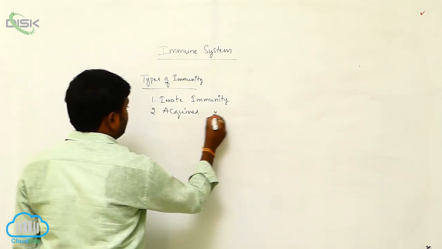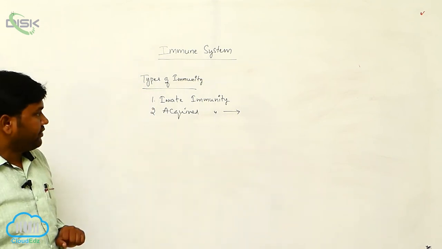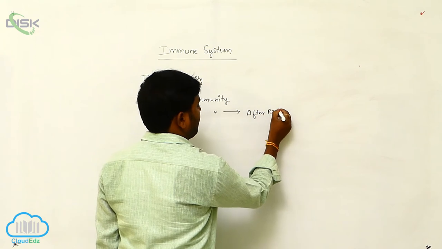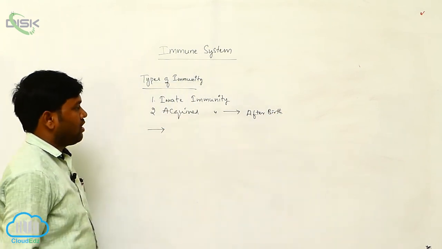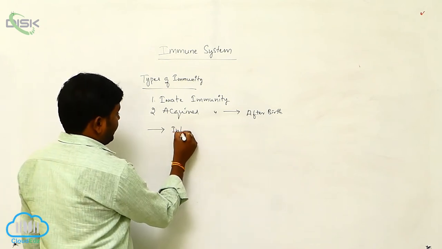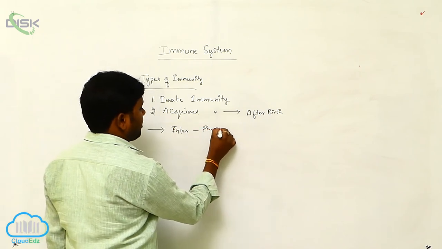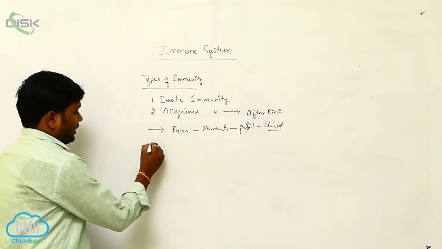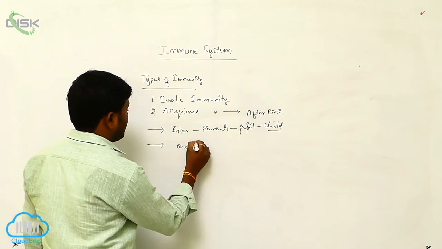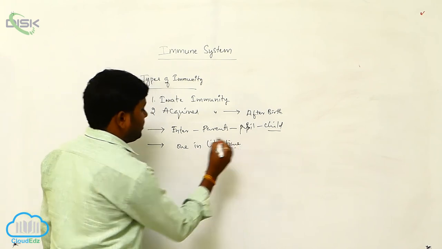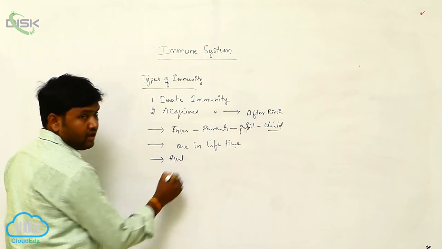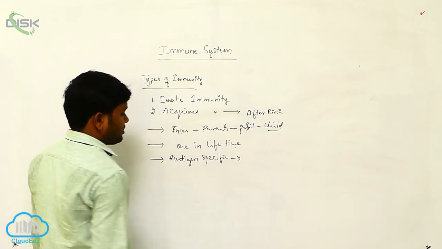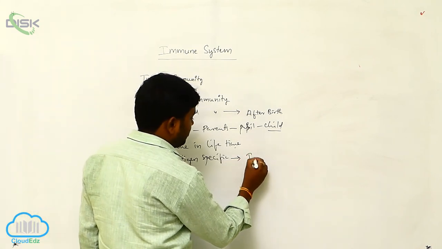Next, acquired immunity. In acquired immunity, the defense or resistance is obtained after birth. There is nothing derived from the parents to the child. It develops once in a lifetime. They are antigen specific, because they are characterized by immunological memory.